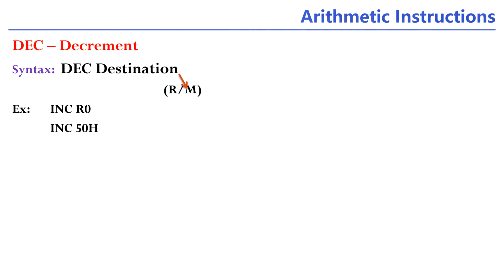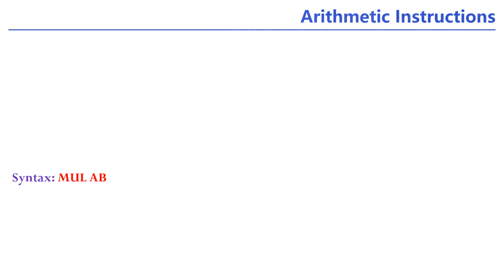INC R0, INC 50, right? INC at the rate R0, right? In the same way, we can use the decrement also. Decrement is used in the same case. We can try to complete the syntax for the decrement, right?